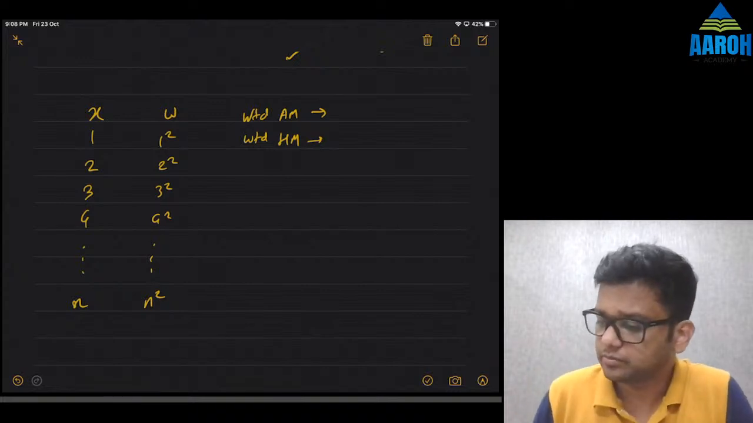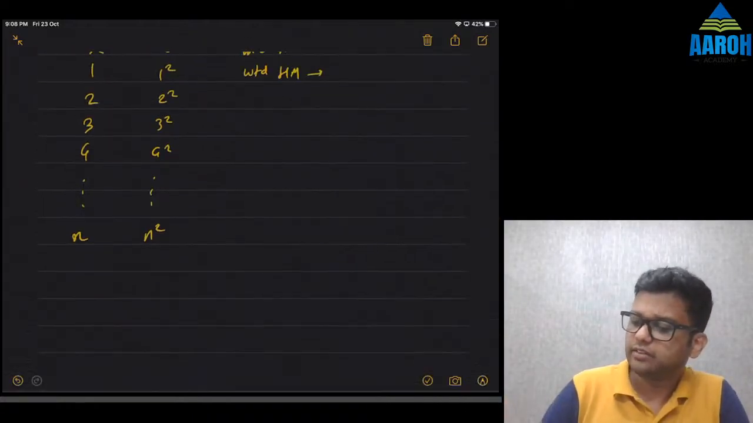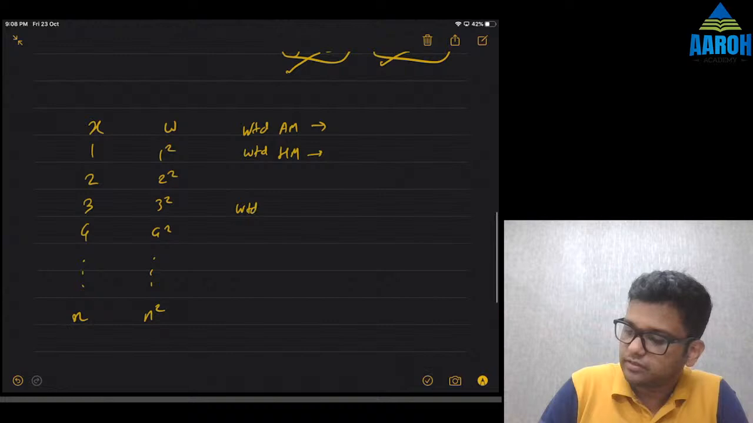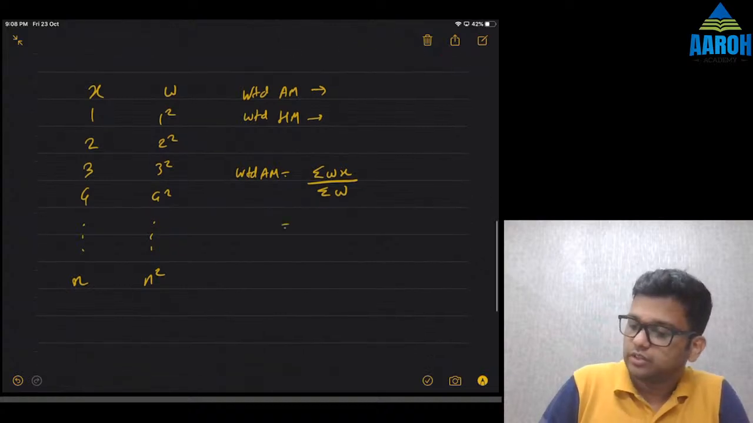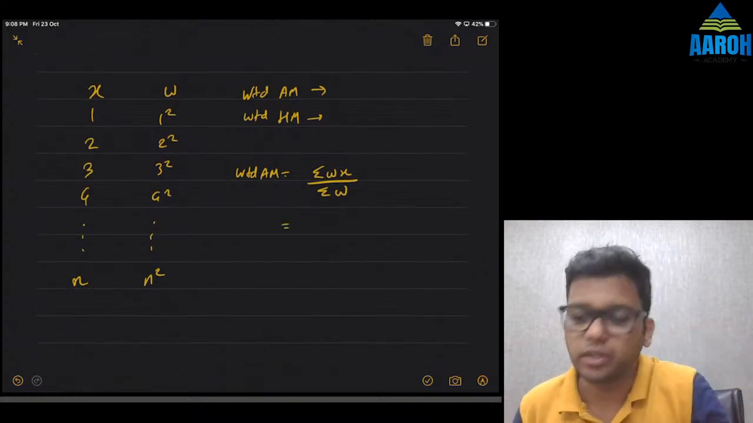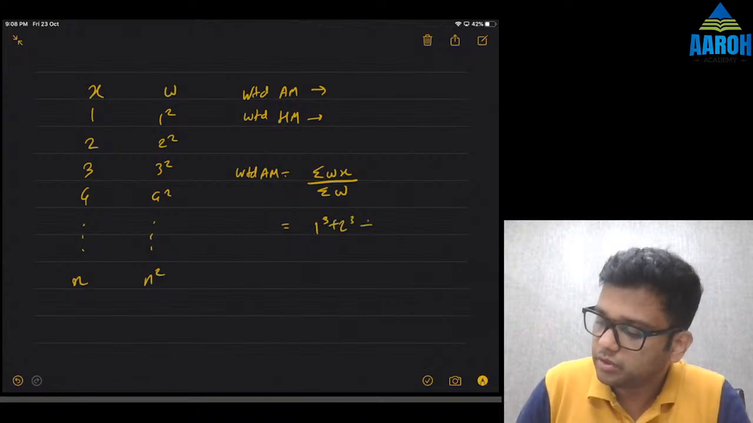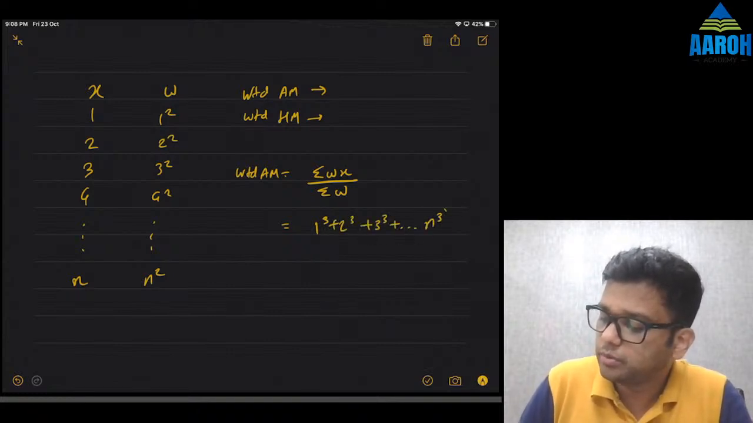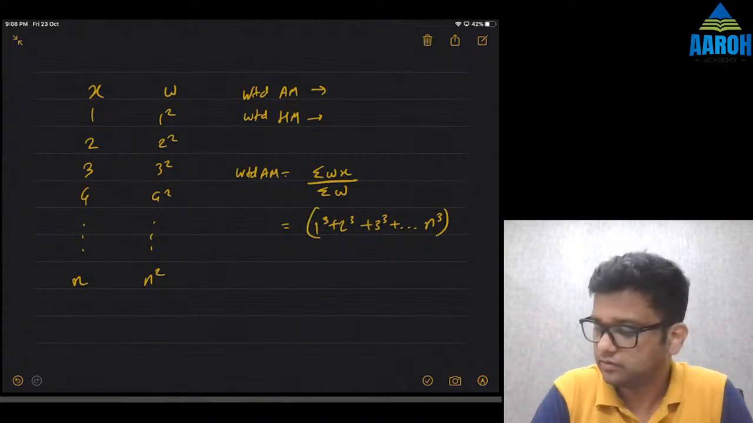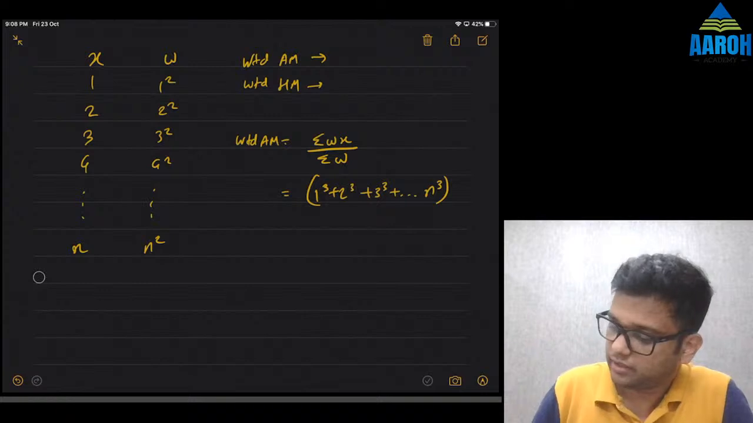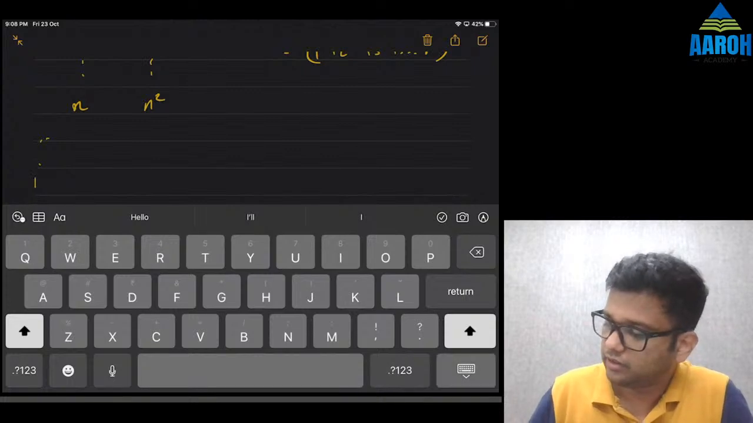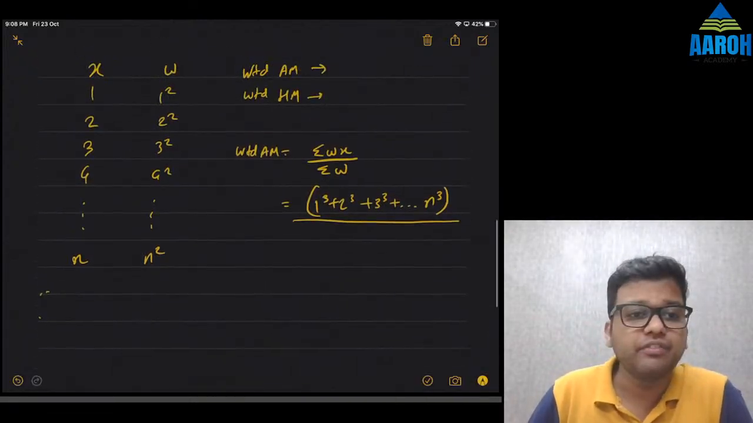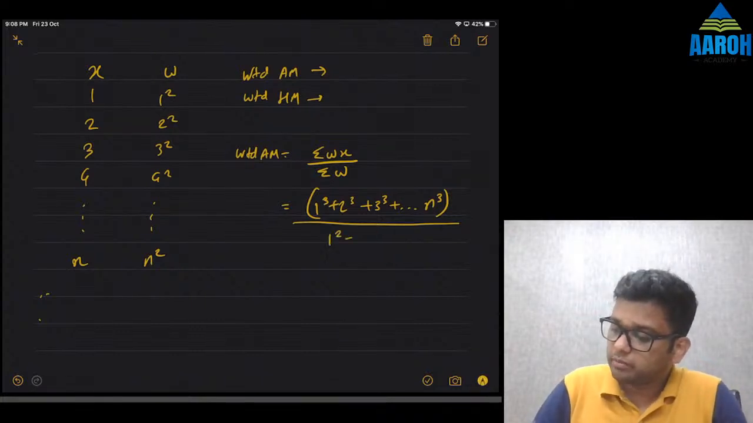Otherwise, concentrate here. What is the formula of weighted arithmetic mean? Summation wx upon summation w, right? So w into x is 1 square into 1, that is 1 cube, plus 2 cube, plus 3 cube, plus dot dot dot up to n cube, because square into that number, whole upon summation of weights. Summation of weights will be 1 square plus 2 square plus 3 square up to n square.